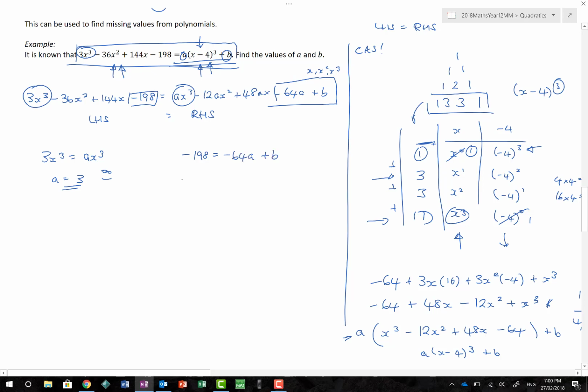Well, we know that a is 3. So minus 198 is equal to minus 64 times 3, which is minus 192, plus the value of b. I'm going to add 192 to both sides, which gives me a fabulous total of b is negative 6. And if I was to put that into my CAS calculator and expand it out, I am pretty certain that if I put a was 3, 3 times x minus 4 cubed minus 6 into my calculator, that's actually what I would get out of this.